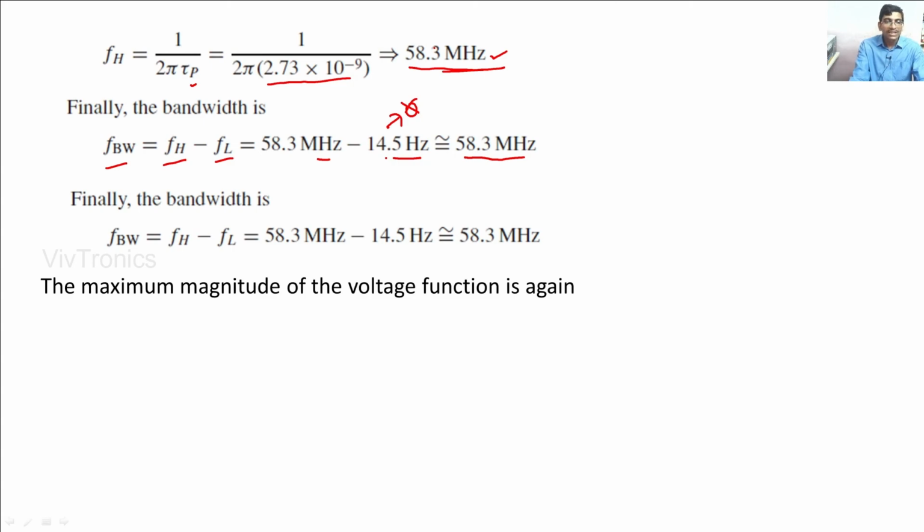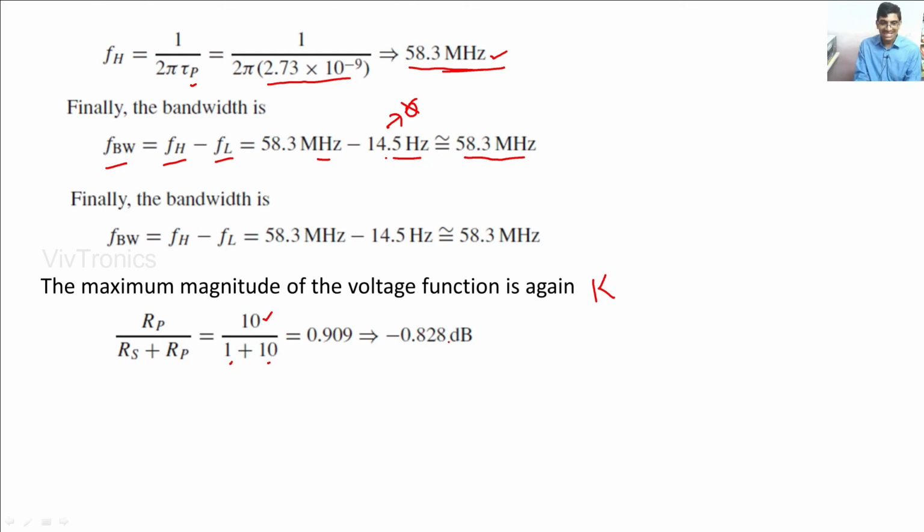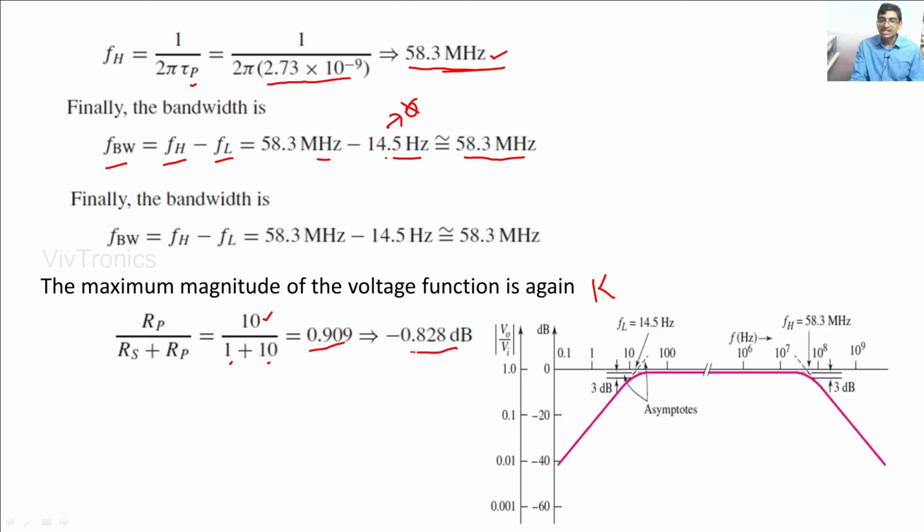Therefore, the maximum magnitude of the voltage transfer function, which is nothing but the value of k, can be given as Rp by (Rs plus Rp). Here Rp is 10 kilo ohms and Rs is 1 kilo ohm. After substituting these values, we get 0.99, which is equal to minus 0.828 decibels. Therefore, in the frequency response of the given circuit the maximum gain is minus 0.28 decibels, so the curve is entirely in the negative portion of the graph.